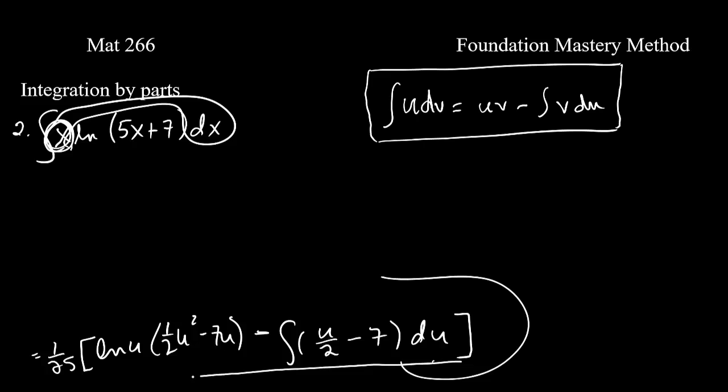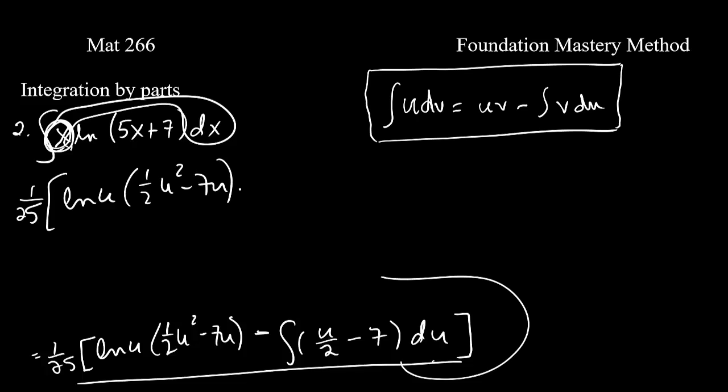So this whole thing here becomes 1/25, and we are done with this part of it. So we'll leave it as ln of u times 1/2 u squared minus 7u minus, and this is this minus sign here. Now, how do we integrate u over 2? Well, u over 2 becomes 1/4 u squared, and then minus 7 becomes minus 7u, and then we have our constant of integration.